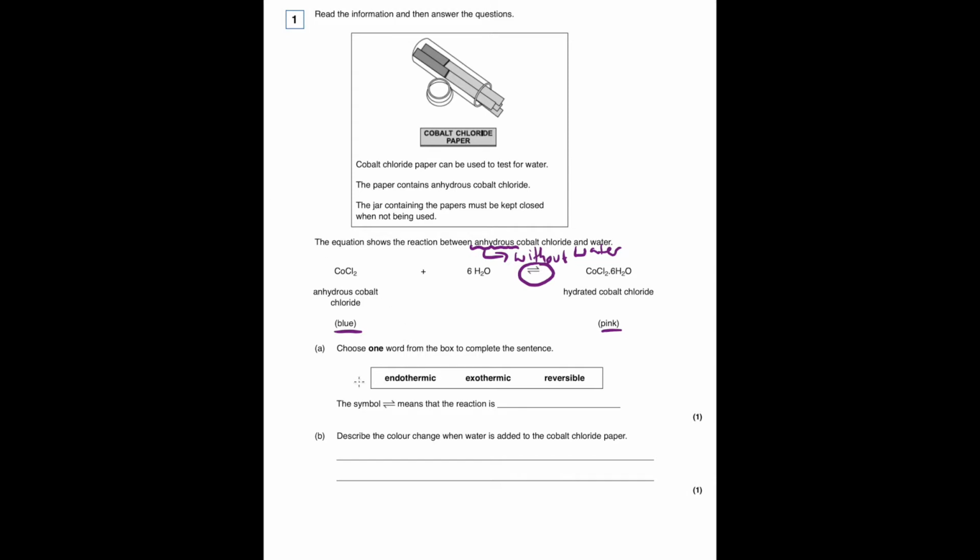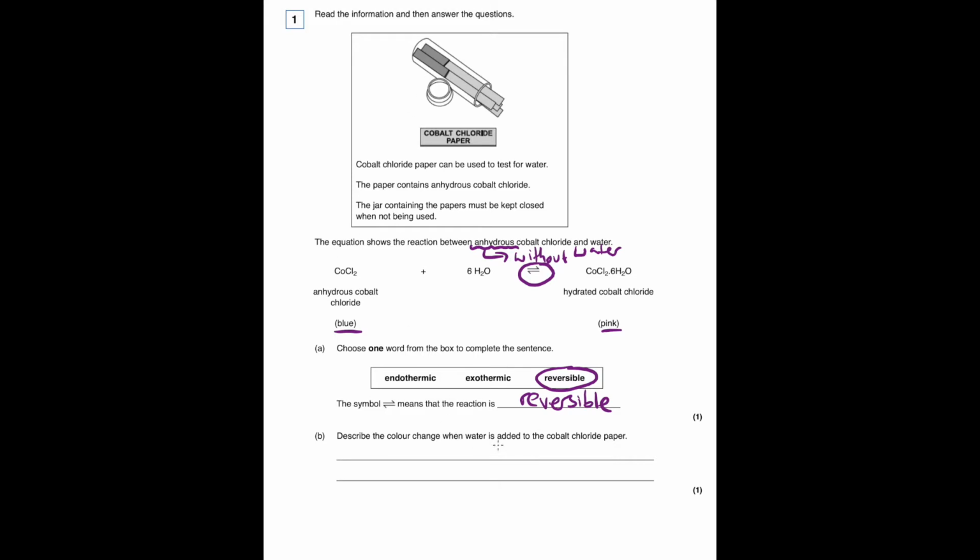So in this part A we have to choose one of these words to complete the sentence. So the symbol with a forwards half arrow and a backwards half arrow tells us our reaction is reversible, as we discussed up there. So that means it can go in one direction, but also it can go back in the other direction.